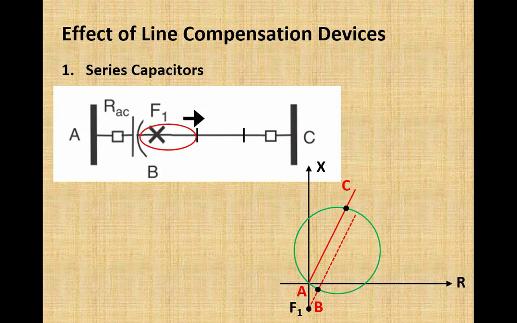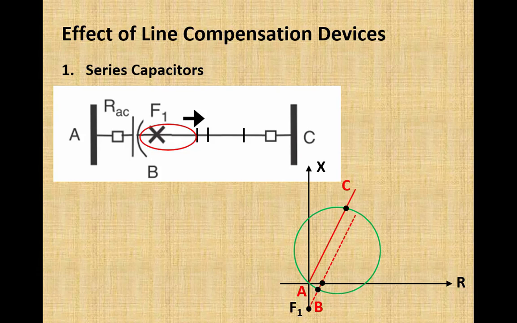So if we further move along this line from A to C beyond this point, a point will come where the line inductive reactance will become exactly equal to the series capacitive reactance. So at that point, the line impedance will appear to be purely resistive, and this point on the RX diagram will be along the positive R axis of the RX plane. So although the line has inductance, that inductance has been completely compensated by this capacitor up to this point.